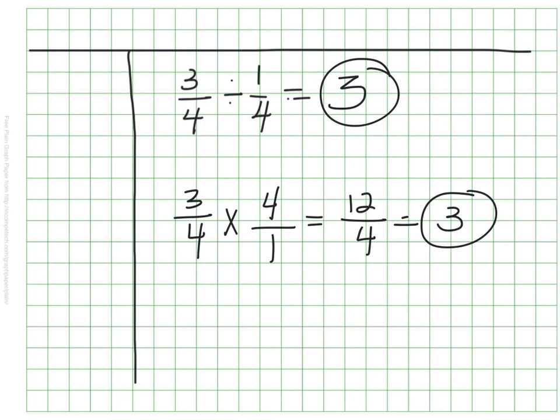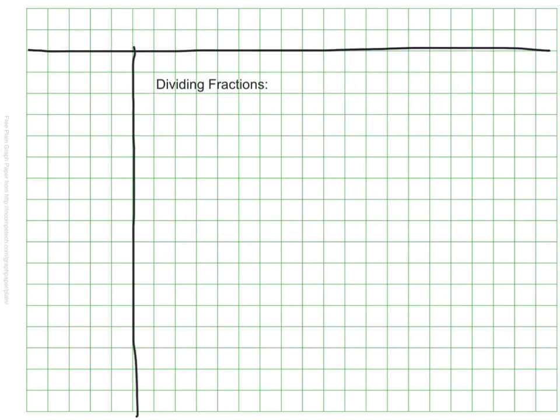I have the same first number, right? And I have taken the reciprocal of the second fraction, and I have turned my division question into a multiplication question. And I got the same answer. This is going to be the key to our algorithm. So here we're going to outline the steps of the algorithm for dividing fractions.